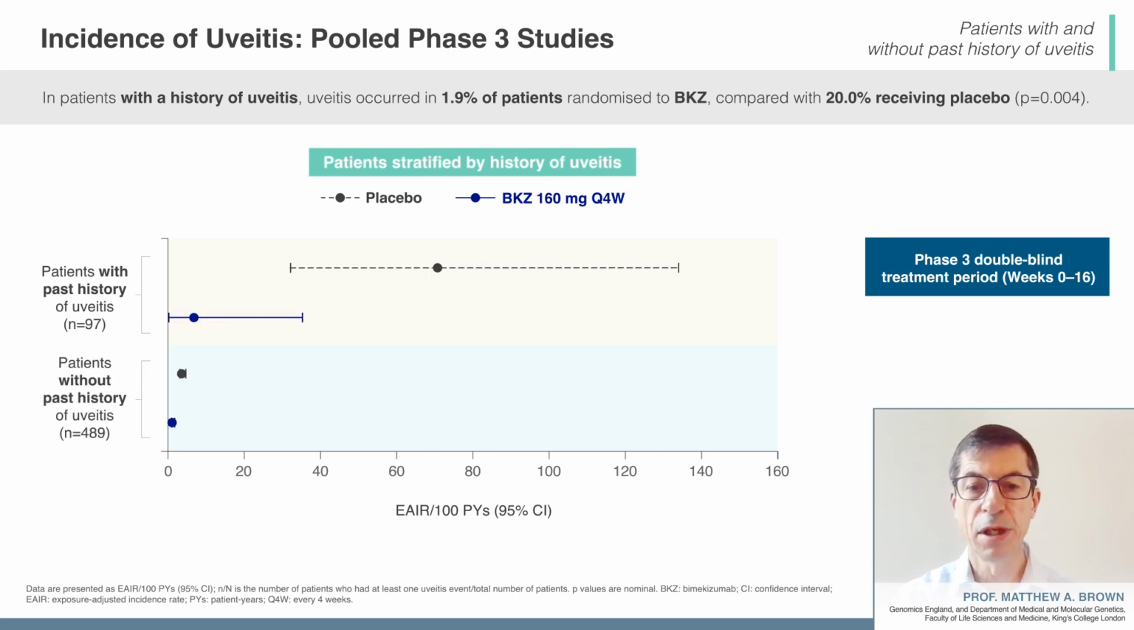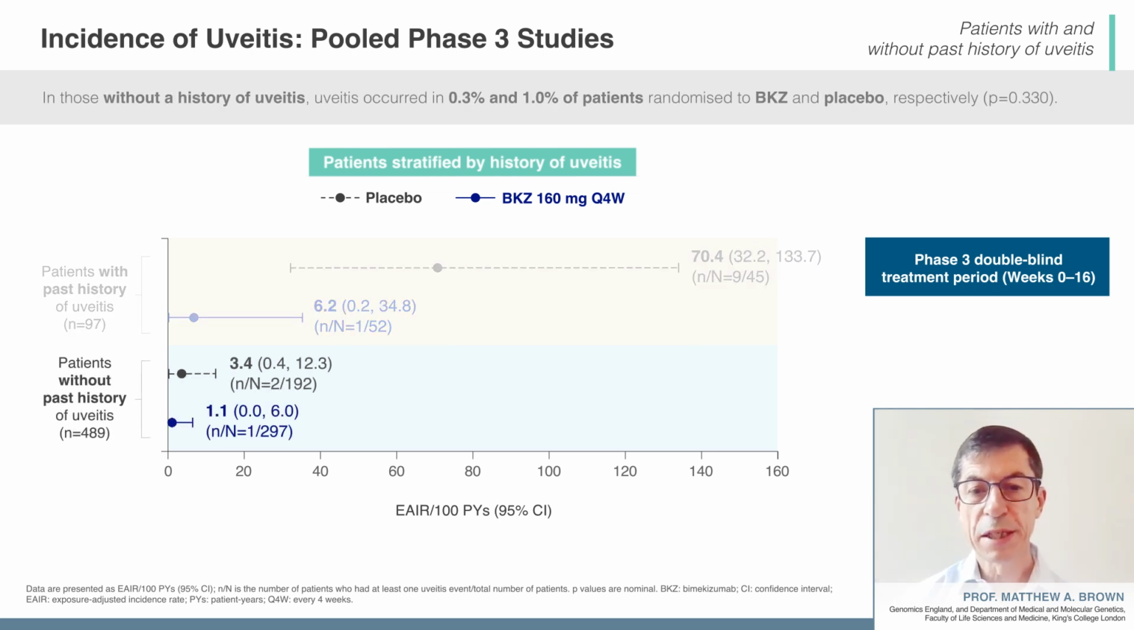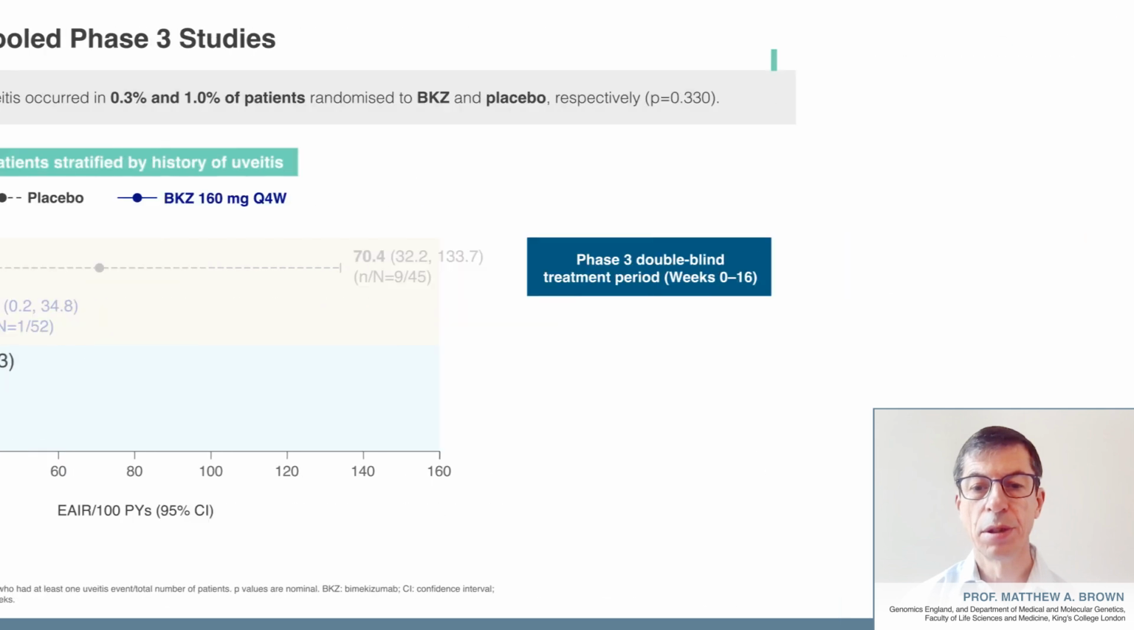A similar trend was seen in the double-blind treatment period when looking at patients split by past history of uveitis, with lower proportions of patients treated with Bimekizumab experiencing uveitis. In patients with a past history of uveitis, incidence rates in patients receiving Bimekizumab were 6.2 per 100 patient years compared with 70.4 per 100 patient years in patients receiving placebo. Overall incidence was expectedly lower in patients without a past history of uveitis, and within this subgroup it remained lower in patients receiving Bimekizumab at 1.1 per 100 patient years, compared with placebo at 3.4 per 100 patient years.